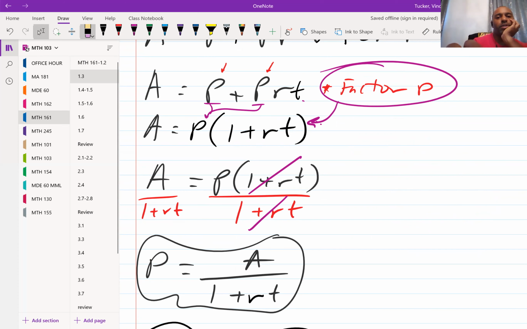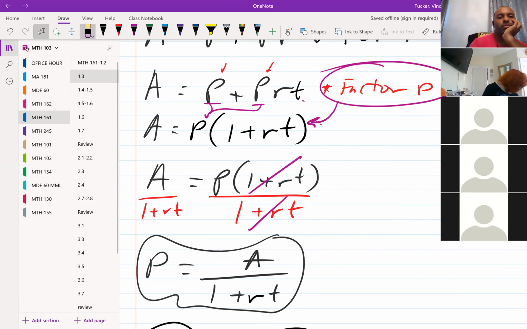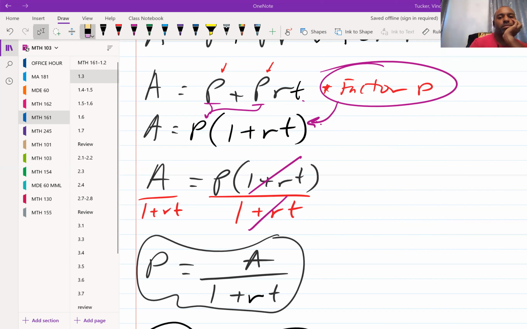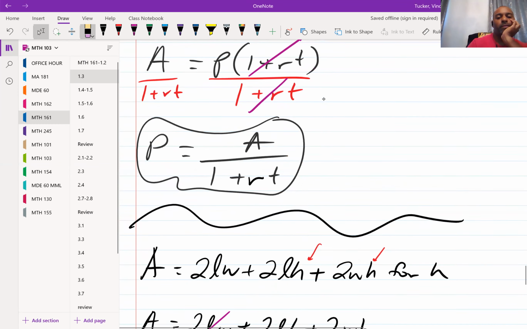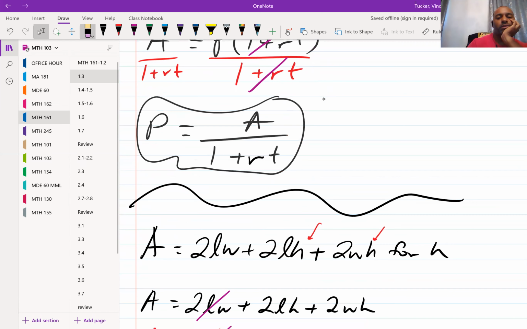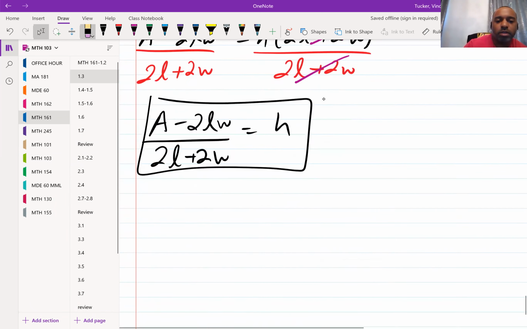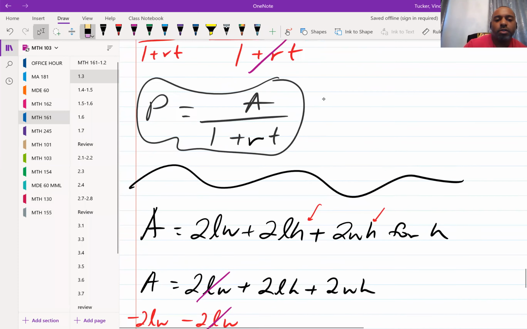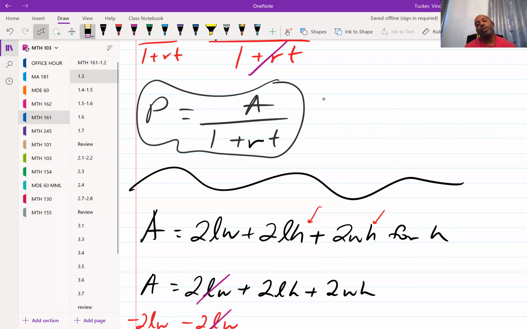Right. Any questions before we look at another? I think we got at least one more. All right. So here, let me see. I think this is the last one. Yep. So here we have A equal to 2LW plus 2LH plus 2WH, and we want to solve for H.